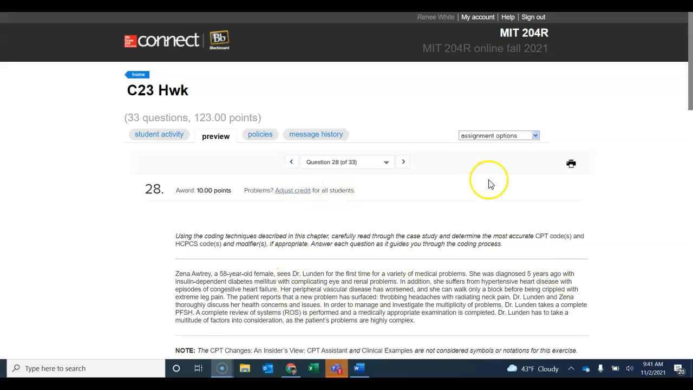So let's walk through an example that's in your homework, okay, for an E&M example. So we have Zena, 50-year-old female, sees Dr. London for the first time. Boom, right there, we know, new patient, okay? Because first of all, we have to know where they are and if they're new or established. So we know they're new, okay?